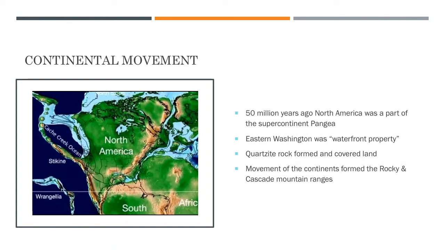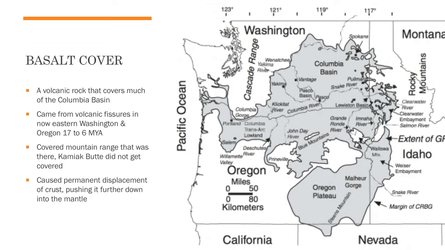Continental movement changed the geology of the Pacific Northwest. As seen in the image, 50 million years ago when North America was part of Pangaea, eastern Washington was waterfront property. This led to the formation of quartzite rock that covered the Pacific Northwest and is still present on Kamiak Butte. Basalt is a type of volcanic rock that covers much of the Columbian Basin from volcanic fissures. This occurred from 17 to 6 million years ago.